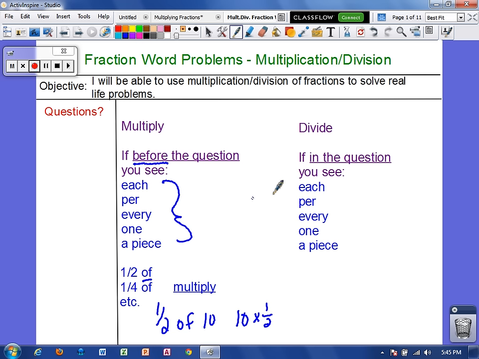Now, if we're going to divide, you will see one of these keywords in the question. Okay, one of these keywords would be in the question to divide.